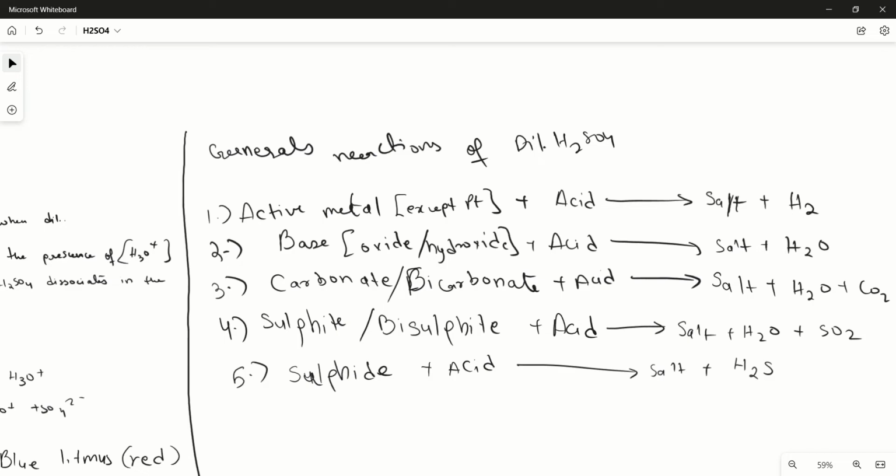All you have to know is how active the metal in the carbonate, bicarbonate, sulfite, bisulfite, or sulfide is, and how much more active that is than hydrogen. If it's more active, it'll displace it. If it's less active, I'll show you what happens. In 99% of cases it'll be more active, because hydrogen's pretty low.